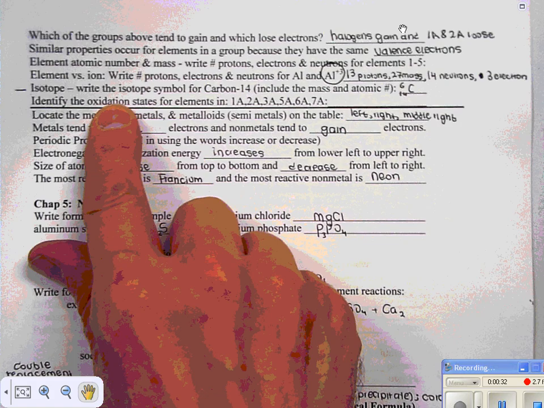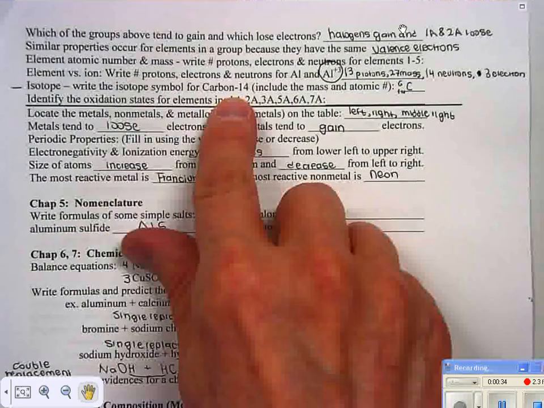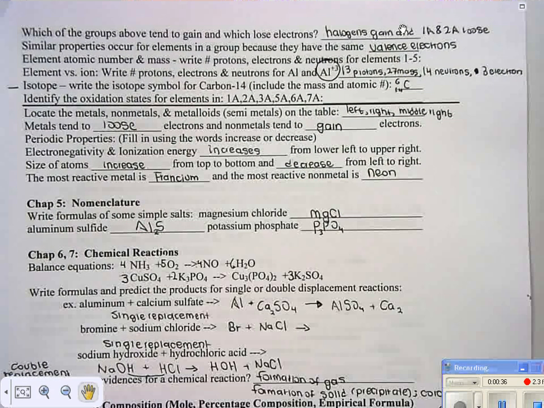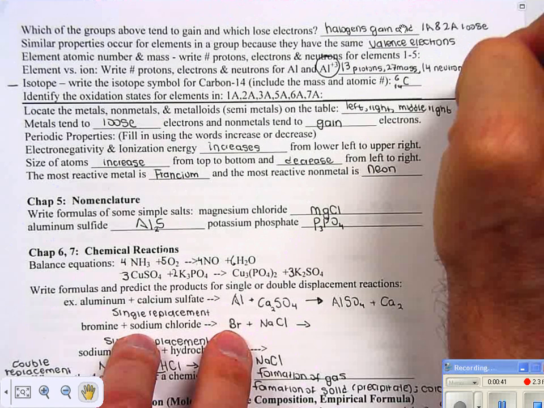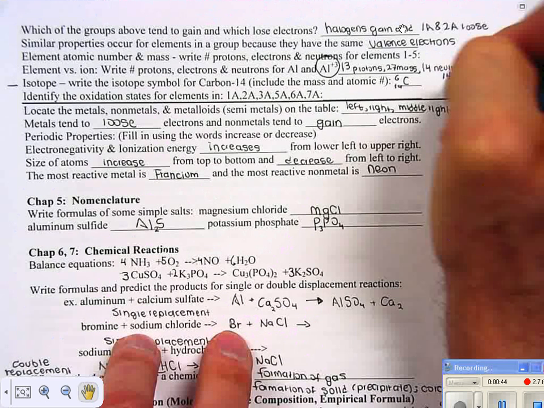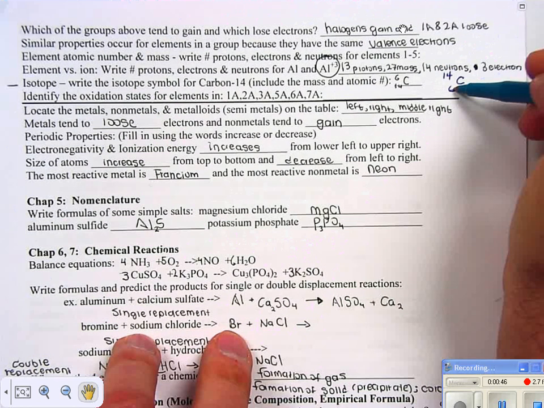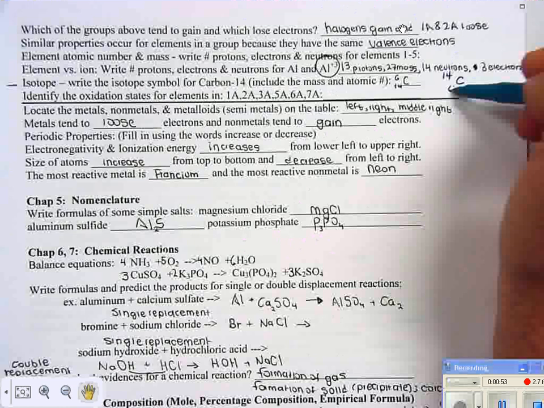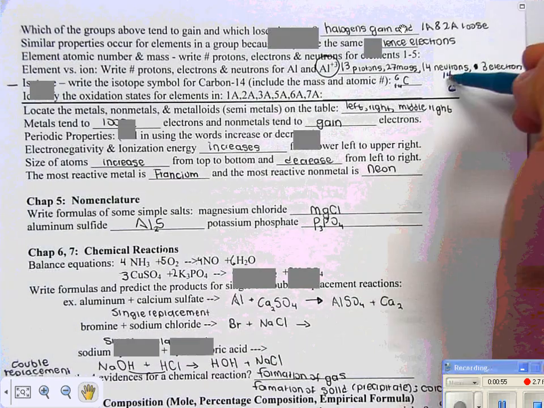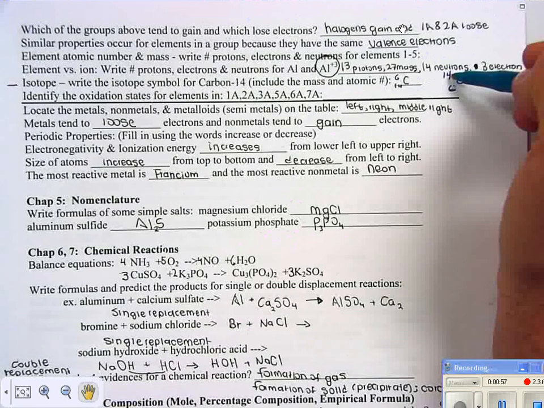You want to write the isotope symbol for carbon-14. And when you do that, you got to remember that your atomic number is on the bottom. So C is on the bottom, and 14 would be on the top. So if you look on the periodic chart, you see where carbon is, number 6. Okay, that 6 is what goes in the bottom. On the top, you got a total of the protons plus the neutrons.